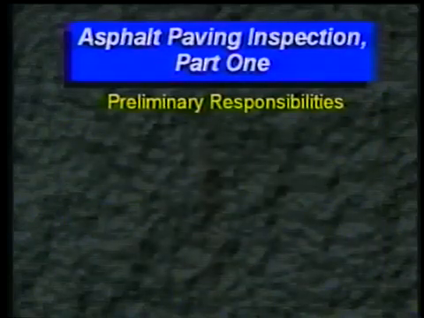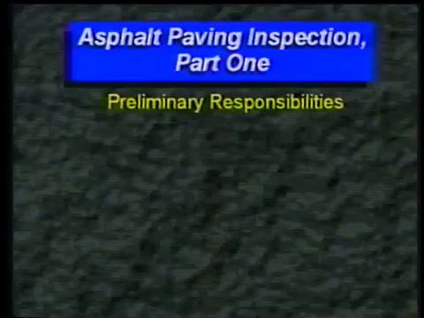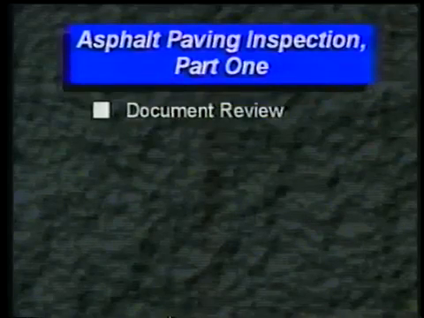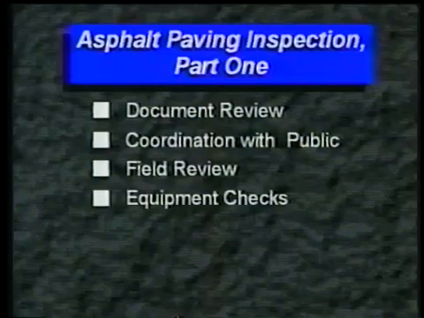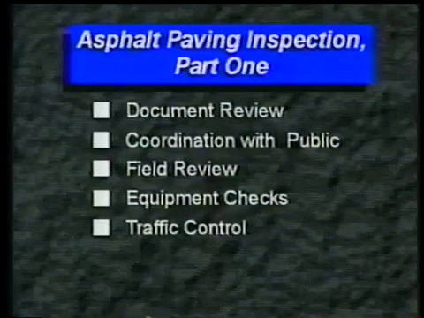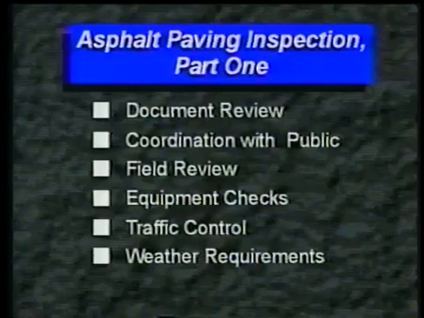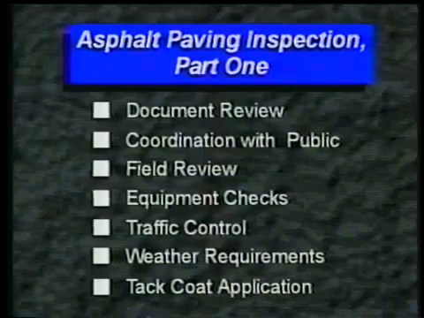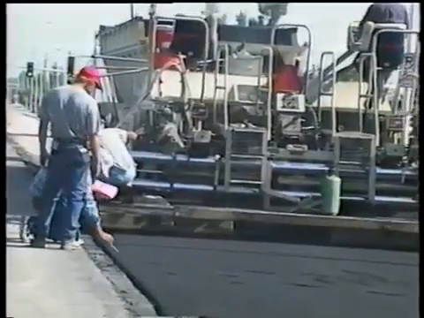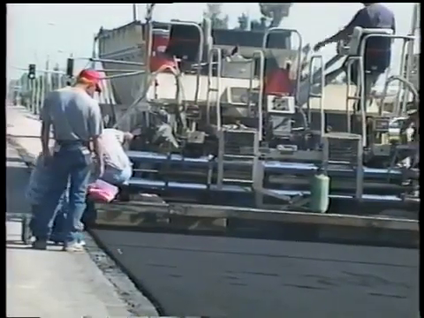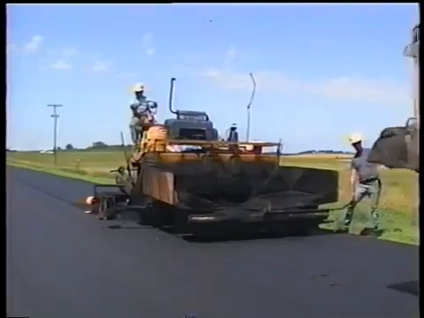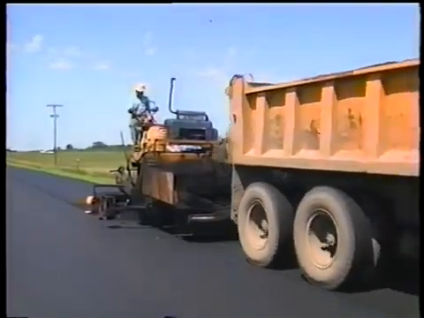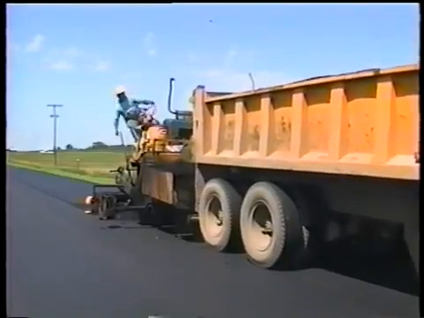Here in Part 1, we'll look at your responsibilities before paving begins: document review, coordination with the public, field review, equipment checks, traffic control, and weather requirements. Then, we'll look at inspecting the tack coat application. Part 2 covers the paving operation itself. And Part 3 shows some of the problems that can occur with mix quality, laydown operations, and rolling.